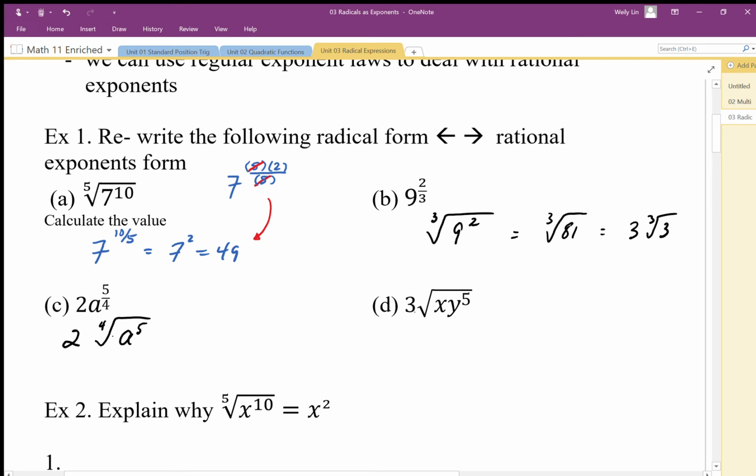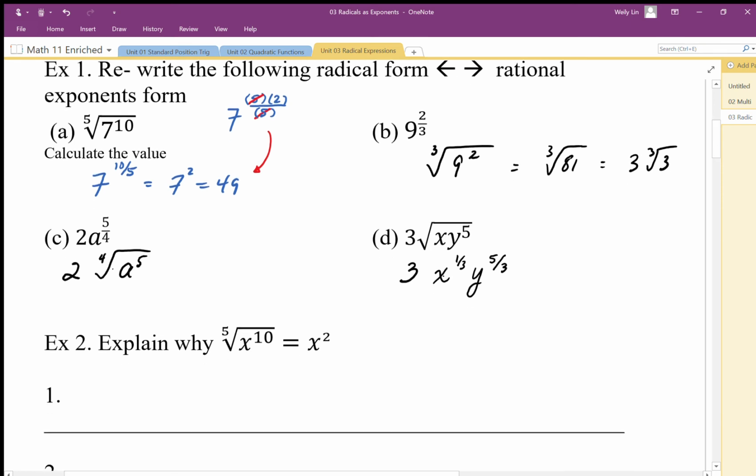Here again, we have to make sure that the power only applies to the terms inside the radical, so that 3 is unaffected. This is going to be x, which has power 1, root 5. And then the y is going to be different because it has a different power on it, so we have to express it differently: power 5, root 3.